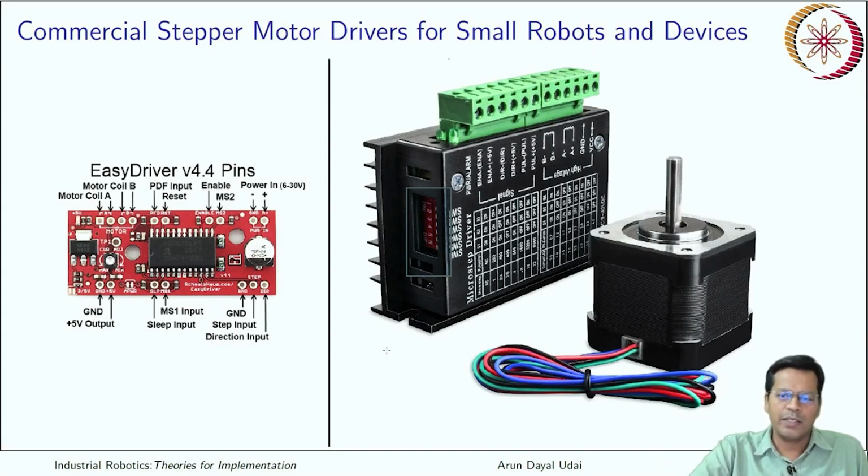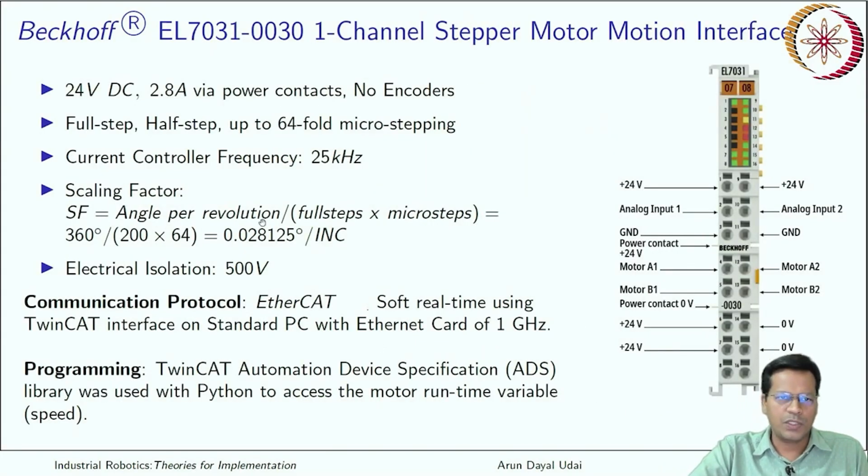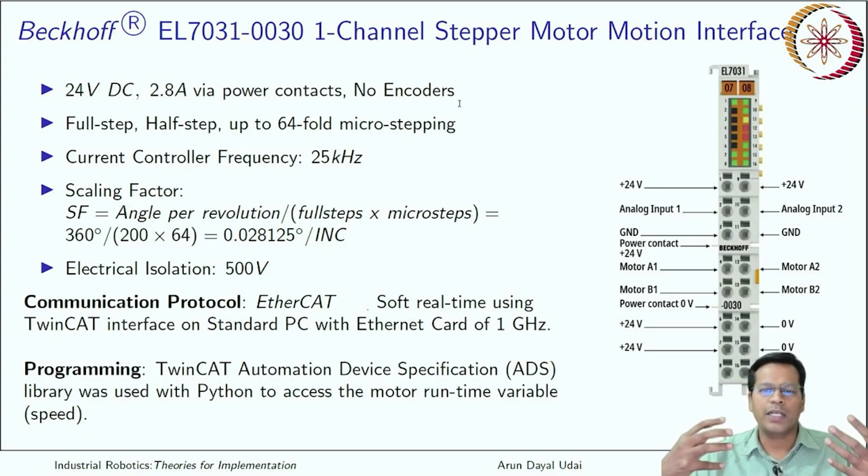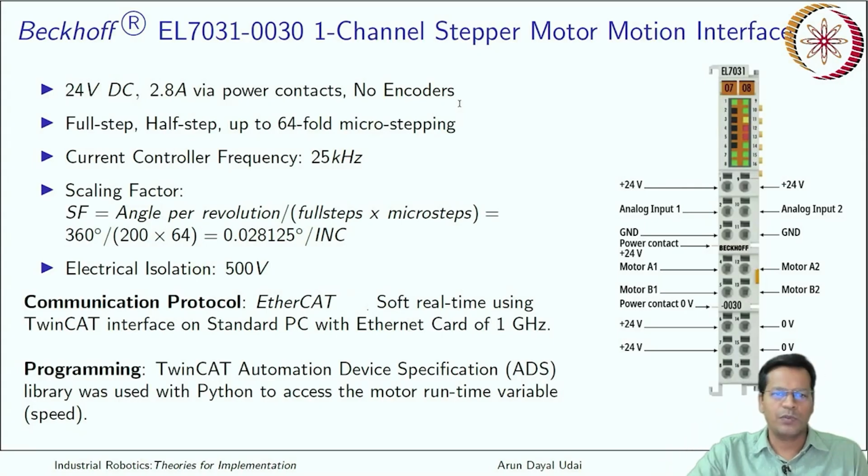We'll also be using an even higher one in the industrial sense. This time I'll be using a Beckhoff EL7031 series one, which has a one channel stepper motor motion interface. It can handle almost a 24 volt stepper motor and 2.8 ampere of power contacts, without any encoder. It cannot see the stepper motor's position, although it can run in open loop. Sometimes they are also fitted with a feedback, to ensure that it has reached there and hasn't experienced any over torque at any point of its motion. So you may have a feedback to be doubly sure. Even steppers are servoed sometimes.